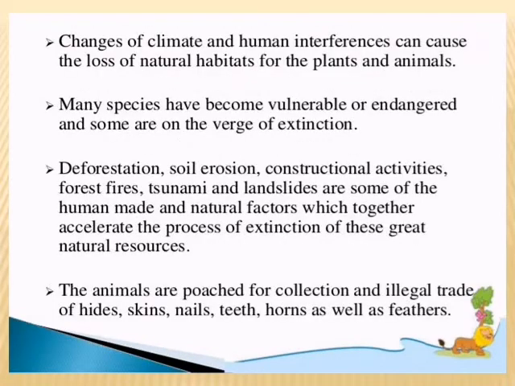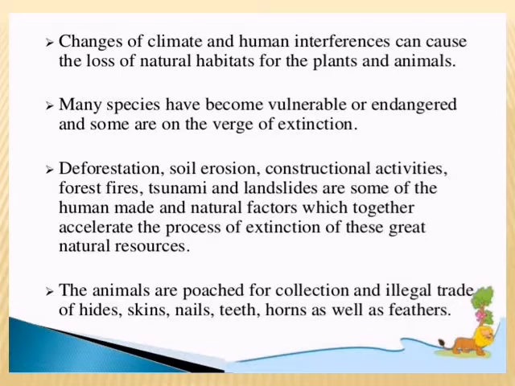The distribution of natural vegetation and wildlife is uneven all over the world. Why is this distribution uneven? Because the growth of natural vegetation and wildlife depends primarily on two factors, that is temperature and moisture. Wherever these two factors are favorable, those areas are blessed with more natural vegetation and wildlife.